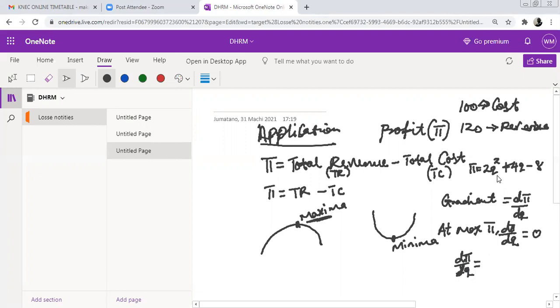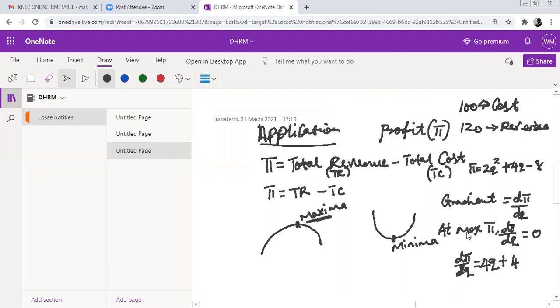This is the equation for pi. If we differentiate it, what are we going to get? Just unmute your mics now and communicate. If we differentiate this 2q squared, what are we going to get? For q, yes, we are going to get 4q plus, if we differentiate 4q, we are going to get what? 4. Yes, 4. Therefore, that is d pi over dq.